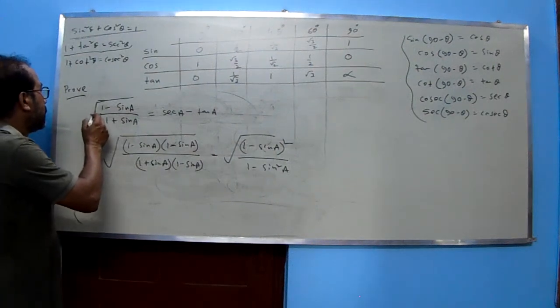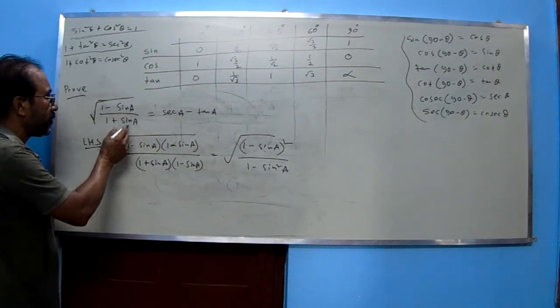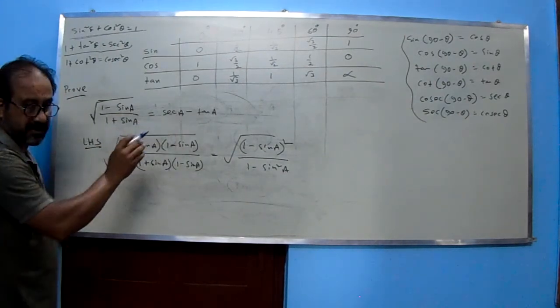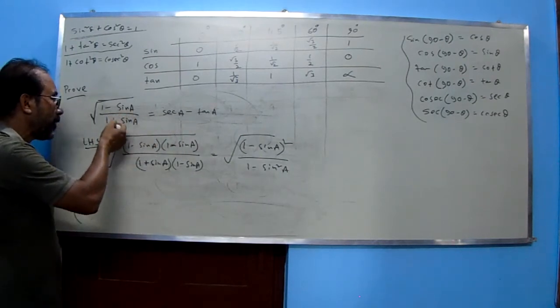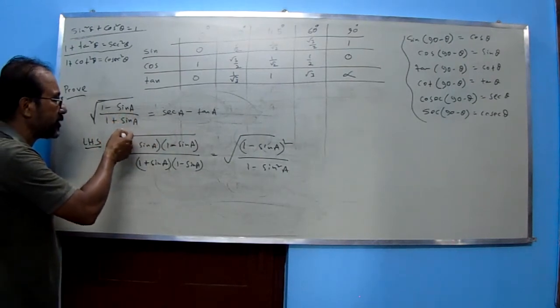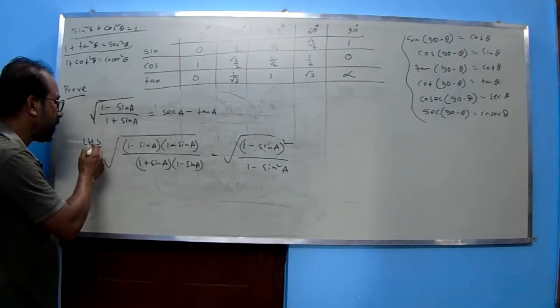So the math is: root over of 1 minus sin a divided by 1 plus sin a, to be proved as sec a minus tan a. This is LHS, this is RHS. So from LHS I must reach the RHS. So how can it become the RHS?